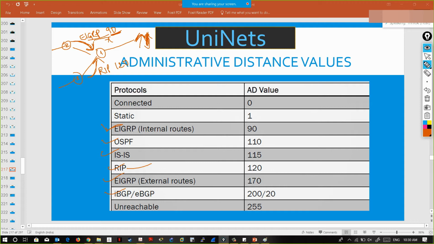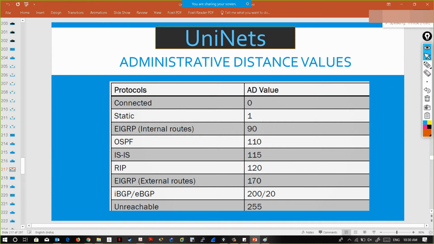So here, EIGRP is 90, RIP is 120. 90 is lower, so I will believe EIGRP more than RIP. So this is how choosing the best route is done, right?